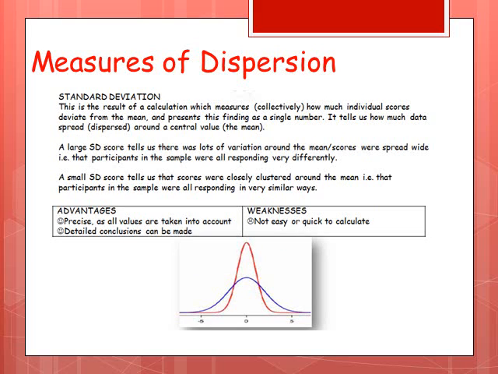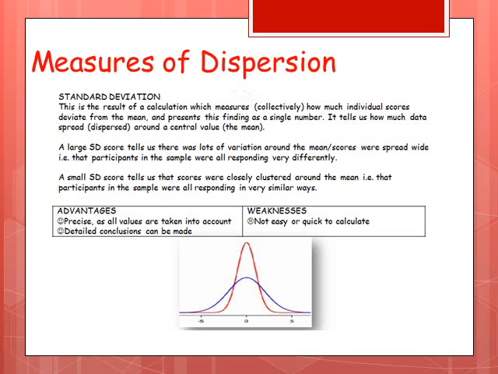Standard deviation is the result of a calculation which measures how much each individual score deviates or is spread from the mean, and presents the finding as a single number. So it tells us how much data spread there is from the mean.